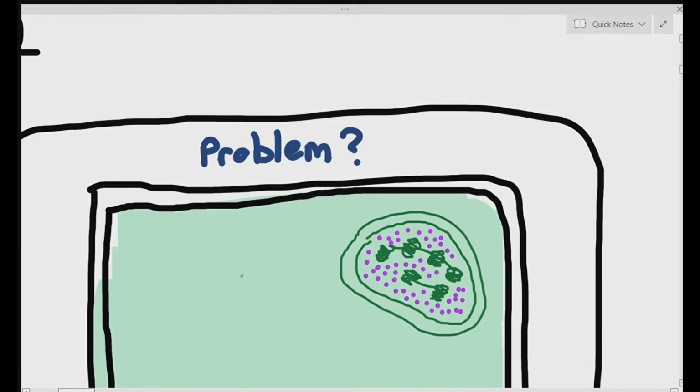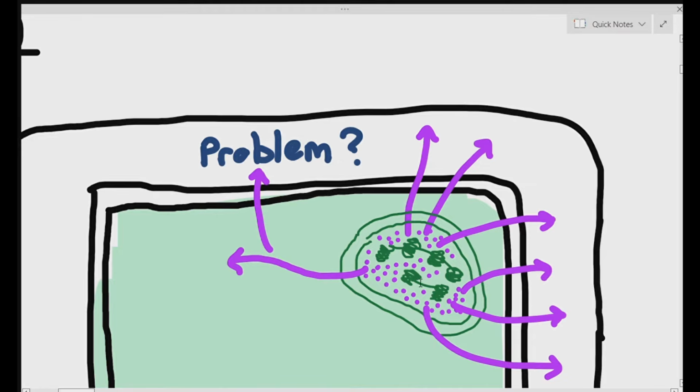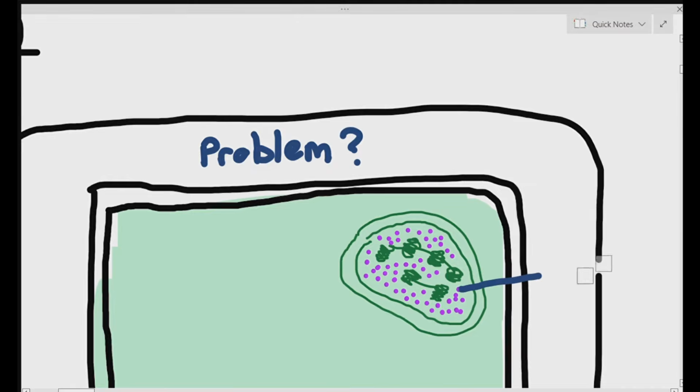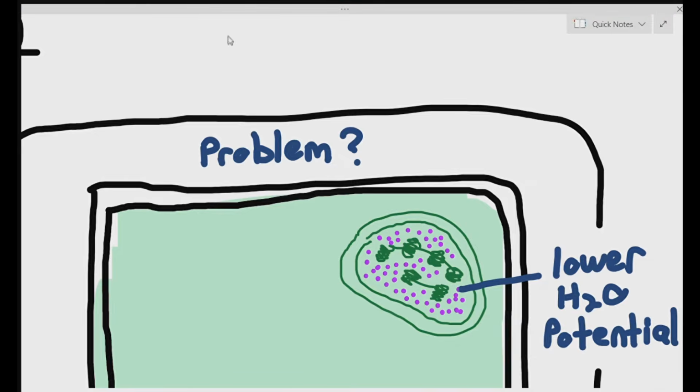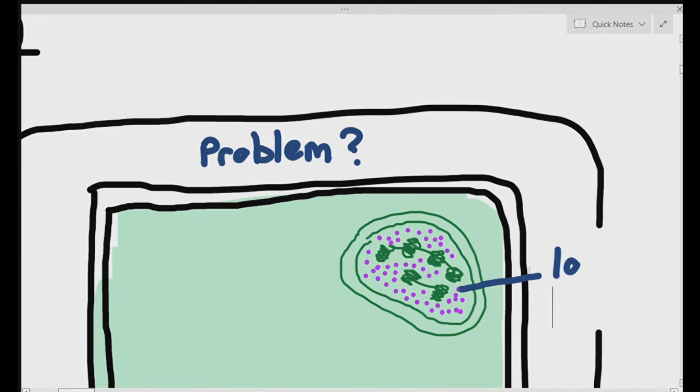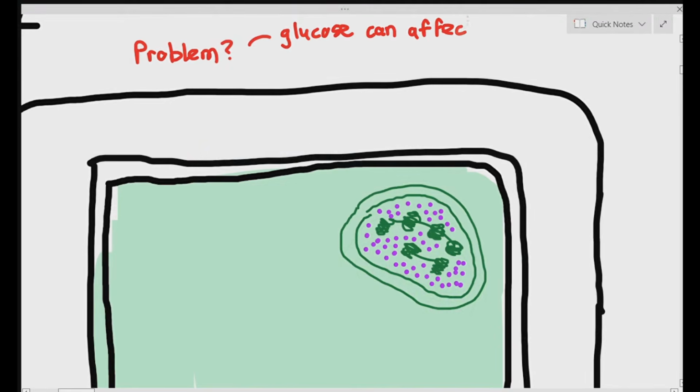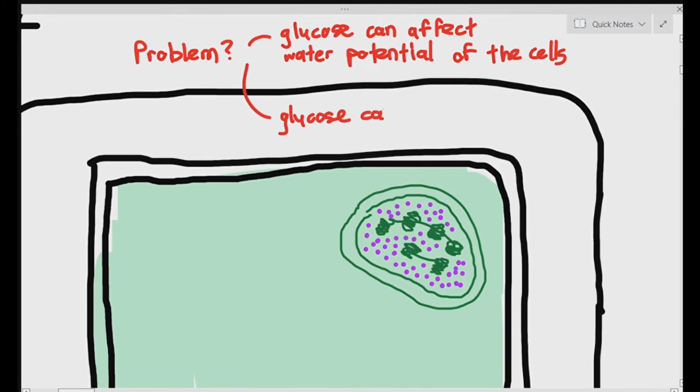But the problem here is, because glucose is small enough, it may diffuse out of the chloroplast, and it might also diffuse out of the cell, and we don't want that to happen. Another big problem is glucose as a molecule is soluble in water. And because it's soluble in water, it can lower the water potential of the chloroplast. And this causes water to rush in by osmosis. And if water rushes in by osmosis, the chloroplast may burst. That's a problem, because glucose is soluble and it's a reactive molecule. So these are the two problems. It can affect the water potential of the cells, and it can also escape or diffuse out of the cells.